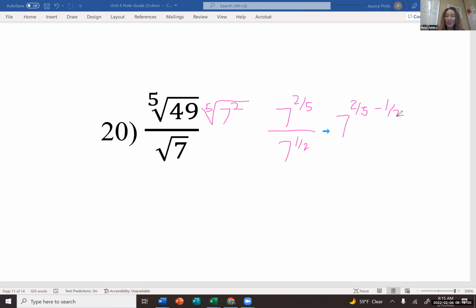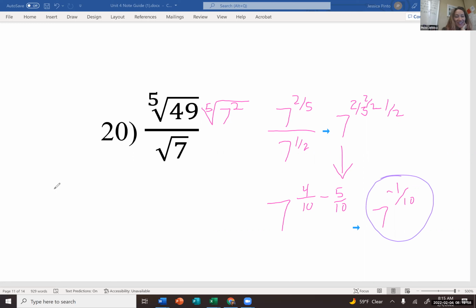Aha, now I know that the common denominator is going to be 10. So I'm thinking, okay, 10, so timesing top and bottom by 2/2. That would be 4/10 minus 5/10. So I get a negative. This is going to be 7 to the negative 1/10, which is going to be more work.